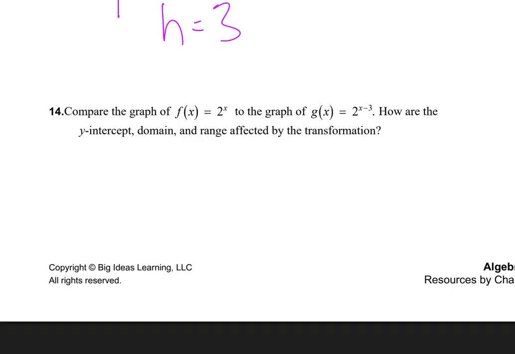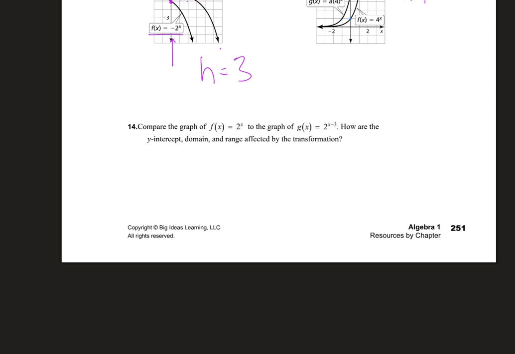Compare the graph of f of x equals 2 to the x to the graph of g of x equals 2 to the x minus 3. How are the y-intercept, domain and range affected by the transformation? So what I'm going to do is split them. This is blue. This is green. The y-int is 1. The y-int is not 1.